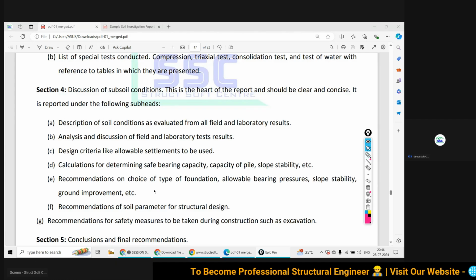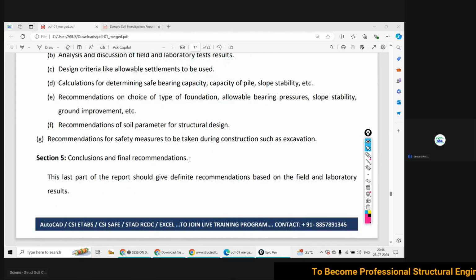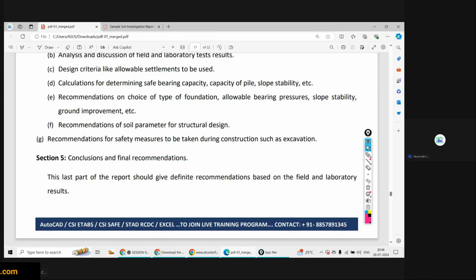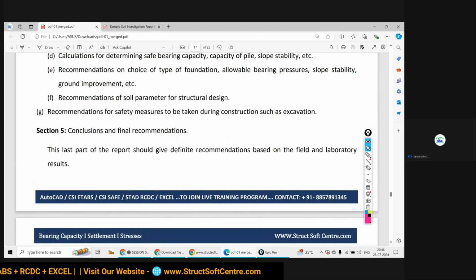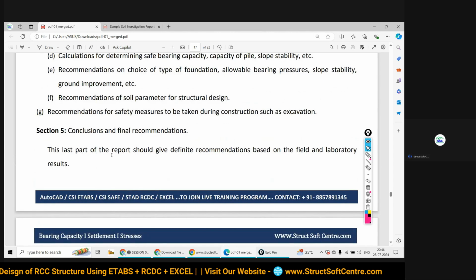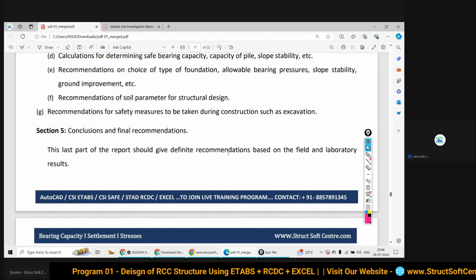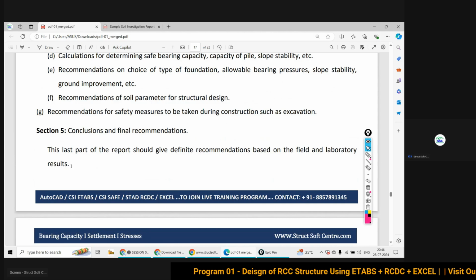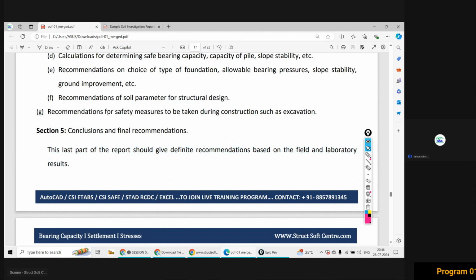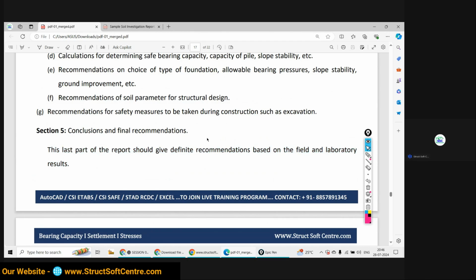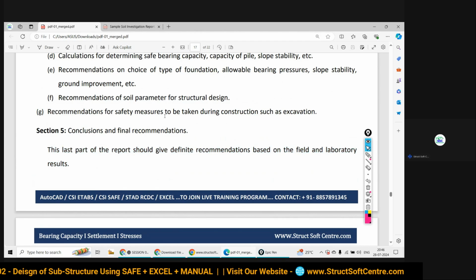And last and the most important is the conclusion and final recommendation. Based on the discussion, they are finally concluding with a final recommendation of what type of foundation will be more suitable. This last part of the report should give the definite recommendation based on the field and laboratory test results. So what type of foundation you should adopt for your project will be given. Plus they are also recommending what method of excavation and execution should be adopted for safety purposes.